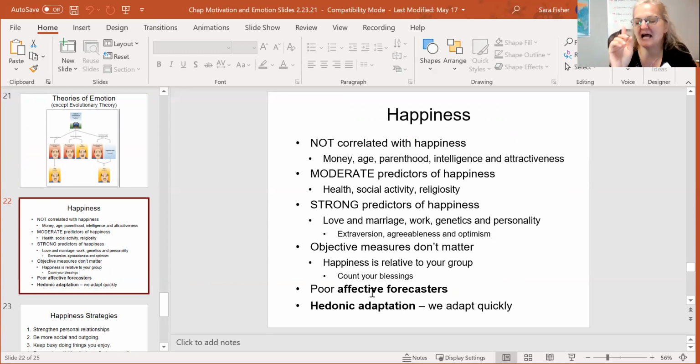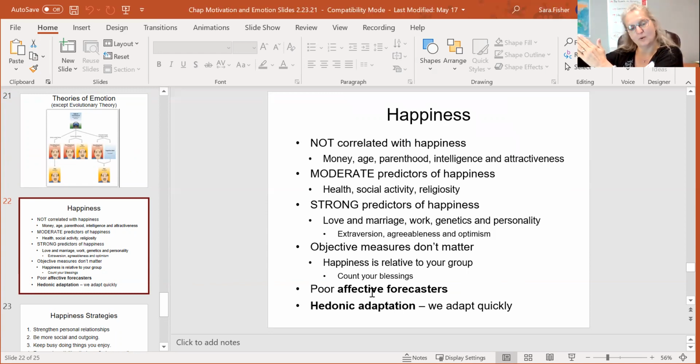Money only predicts happiness to a certain level, and that level is somewhere around $75,000 to $80,000 a year. Basically, the point at which you have your basic needs met. So there's this really tight positive correlation: more money, more happiness, up until about $75,000, $80,000.